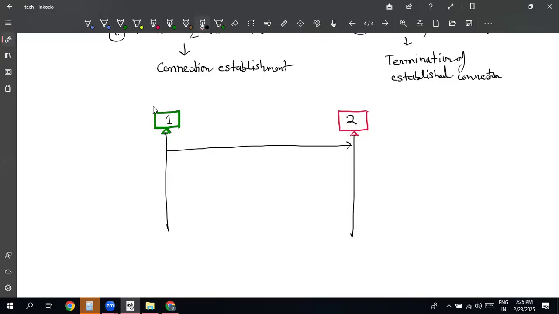Let's assume PC1 initiated the communication. At the very first step, PC1, the sender, will initiate a SYN flag, which is one of the fields available in the form of flags in the segments. SYN flag basically means synchronization flag.